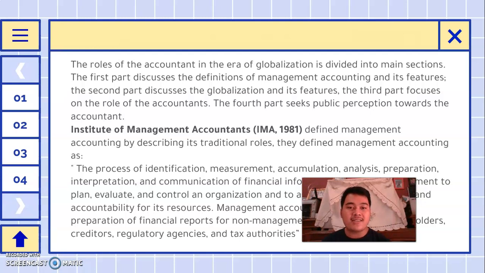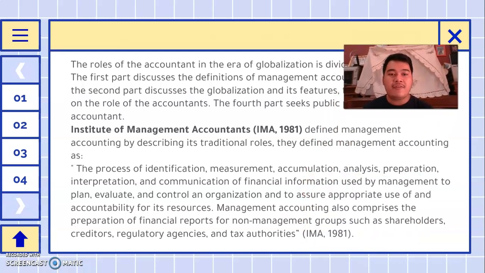The fourth part seek public perception towards the accountant. Institute of Management Accountant or management accounting by describing its traditional role. They define management accounting, measurement, accumulation, analysis, preparation, interpretation, and communication of financial information, management to plan, evaluate an organization, and to assure appropriate use of and accountability for its resources.